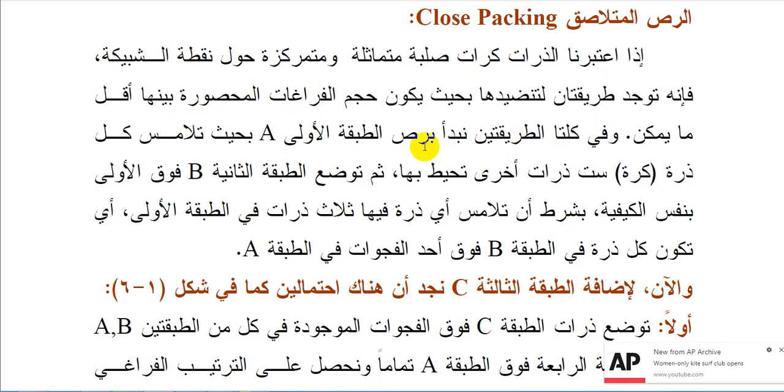In both methods, we commence by packing the first layer A, where each sphere is in contact with 6 other surrounding atoms. Then the layer 2, or layer B, will be placed as you can see right here in front of you, provided that each atom of layer 2 comes in contact with 3 atoms of the first layer.